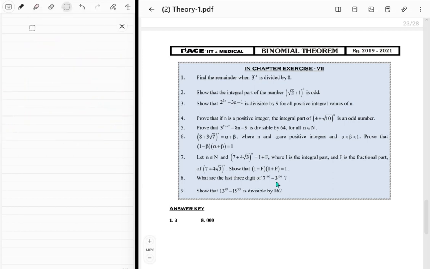Okay, 9th question: show that 13 power 99 minus 19 power 93 is divisible by 162. Fine. So first of all, prime factorize 162. That will just be 2 times 81, so it's 2 times 3 power 4.